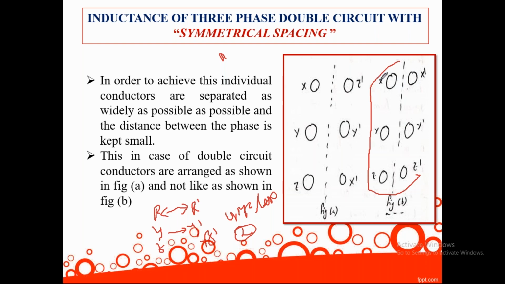So if you want to eliminate this condition, we have to choose these positions. So in one circuit, X, Y, Z should be like this, and in the other circuit, X1, Y1, Z1. Suppose you want to calculate GMR, the distance will be increased here. So when the distance increases, the GMR value is increased, and automatically inductance will be reduced. Due to this reduction in inductance, we can minimize the losses in the transmission line.